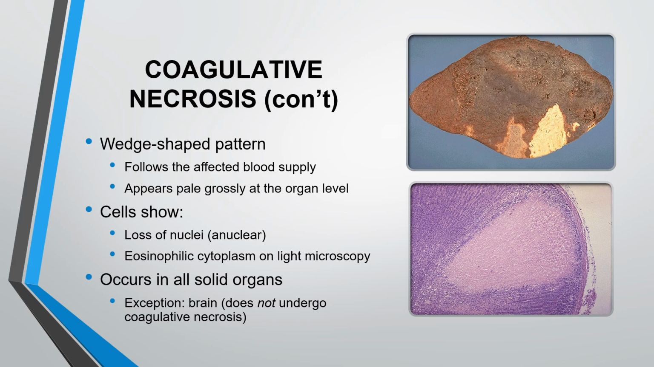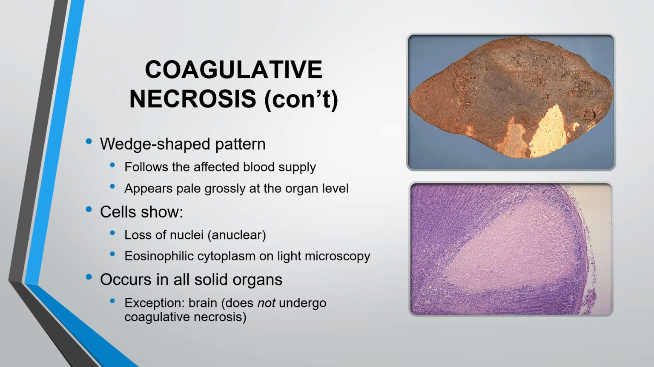This slide adds the pattern recognition layer to coagulative necrosis. One of the hallmark features is the wedge-shaped pattern, and that shape is not random. It directly follows the distribution of the affected blood supply. Wherever the vessel went, the injury followed. Grossly, these areas appear pale compared to surrounding tissue. That's ischemia making itself visible to the naked eye.